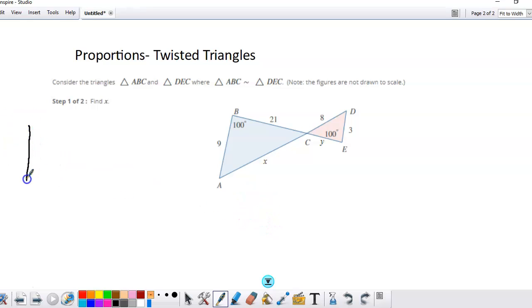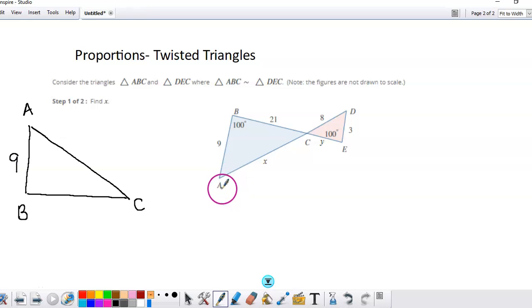I am going to put this B here and this A at the top and this C down here. From B to A, I had 9. From A to C, I have X. And from B to C, I have 21. I'm going to do the same with the little red one. I'm going to draw it in the same order.